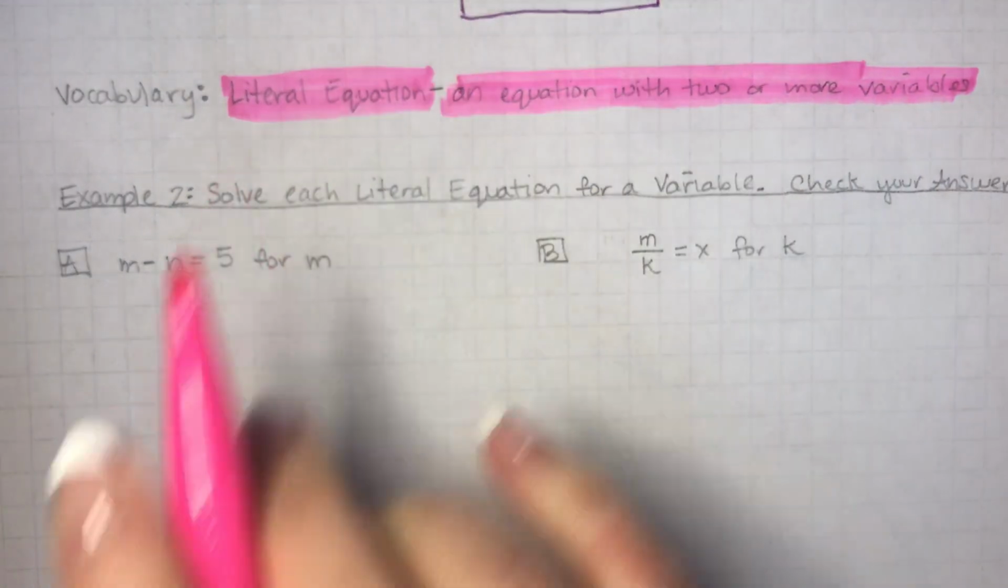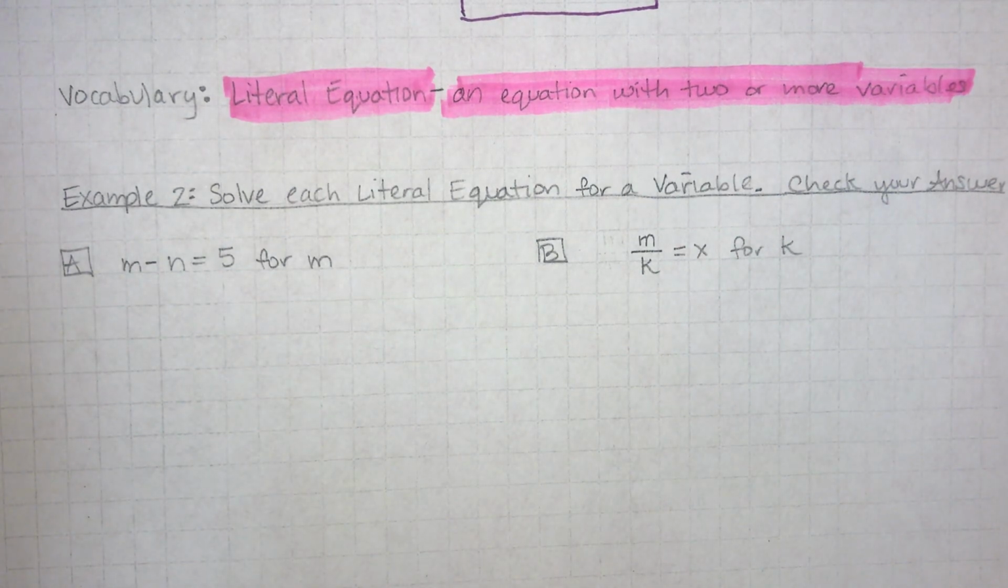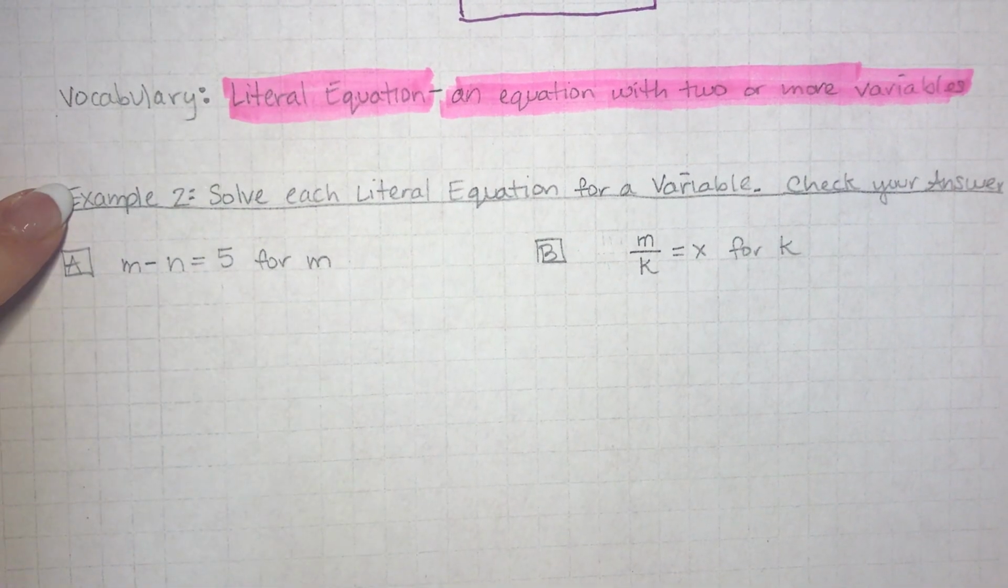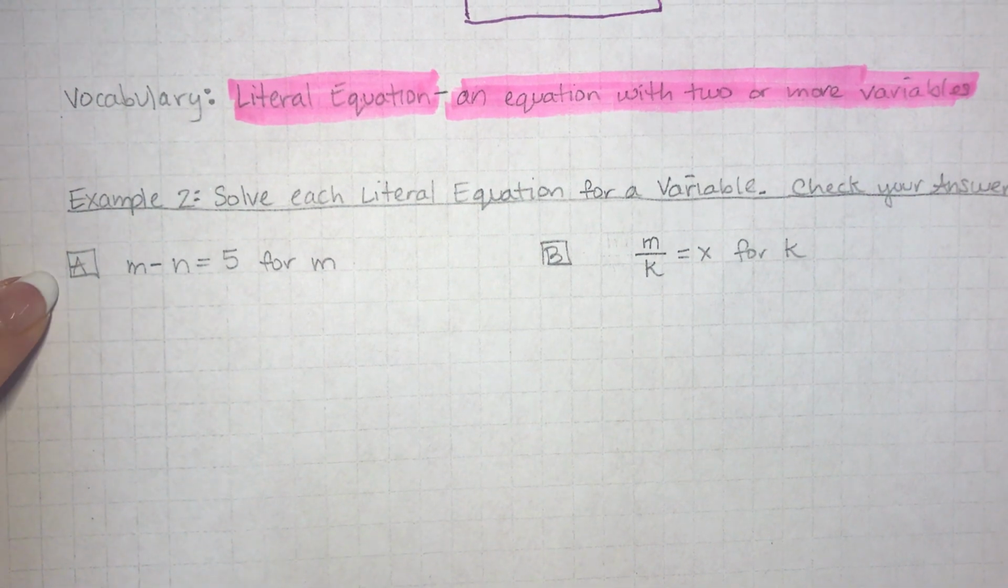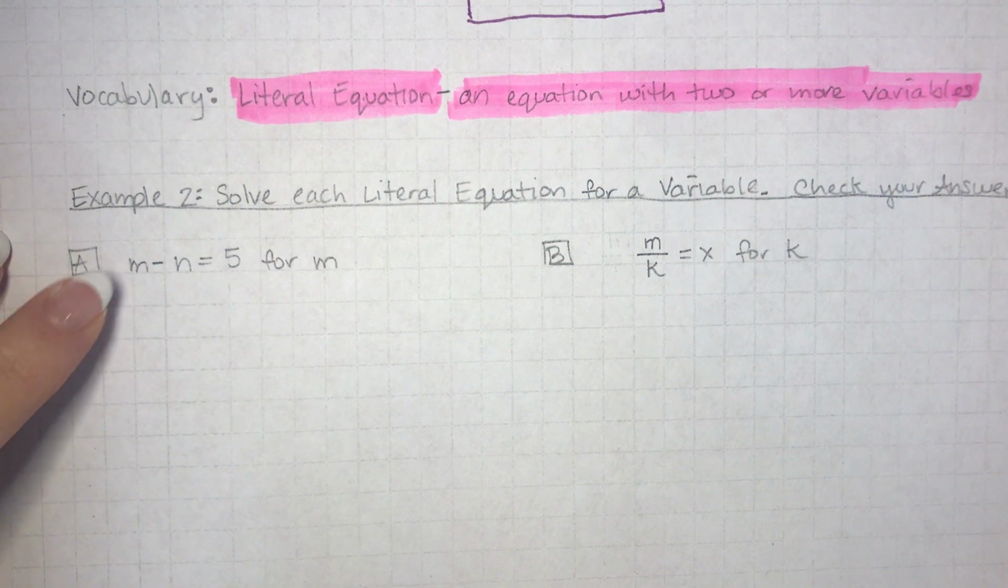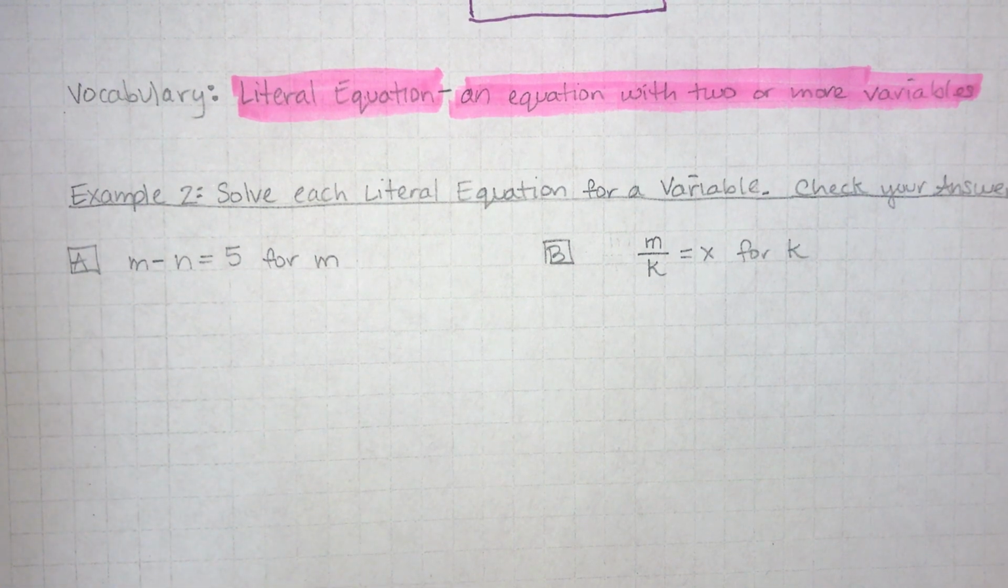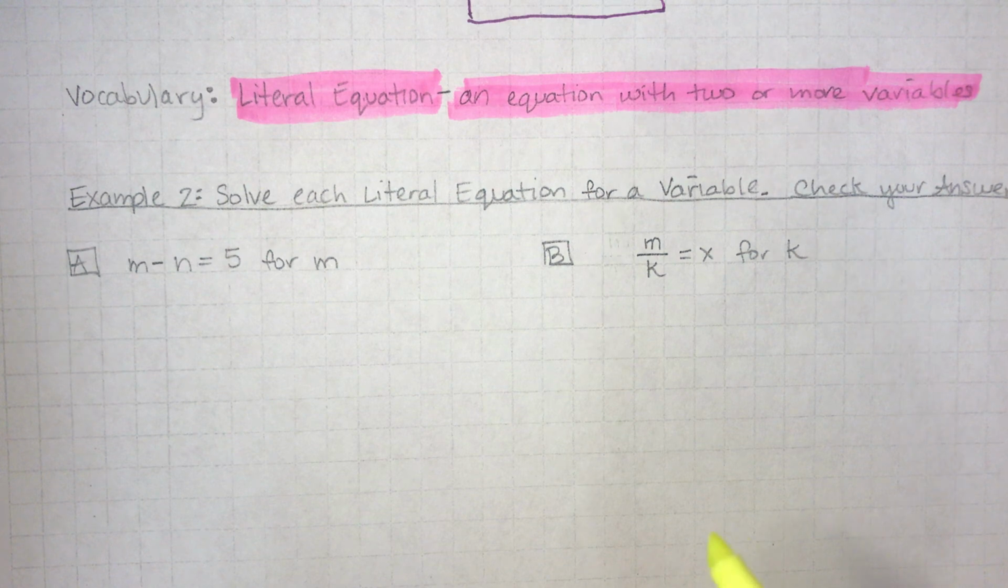Everything that we've talked about so far has just had one variable in the previous examples, but now we're going to be dealing with more than one variable. So example 2 states, solve each literal equation for a variable and then check your answers. So A, here we are, and I'm going to highlight that piece that we're going to check our answers.